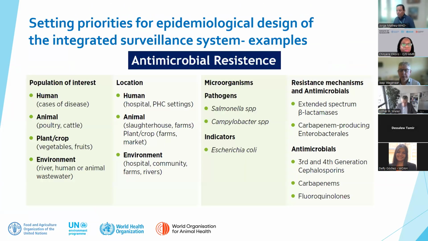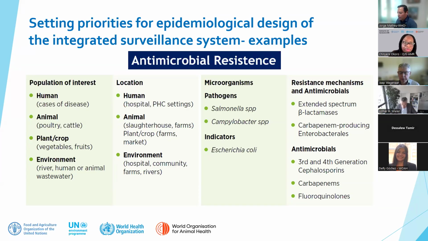Then you can also find some priority settings: the population of interest in different sectors, humans and animals, species to be considered part of this integrated surveillance, plant crops, and here also food, because I saw already questions about food. But when we talk about One Health, we are talking about all sectors. And of course, the environment, which Jaap also mentioned, is still challenging, but we are working on collecting more evidence to guide countries in the implementation of surveillance in the environment.